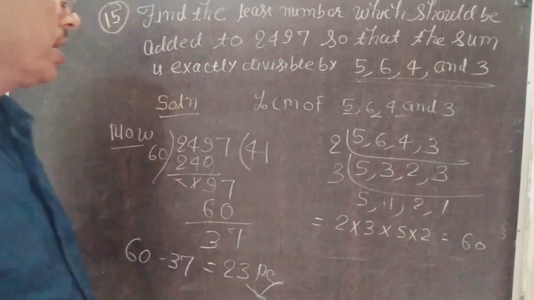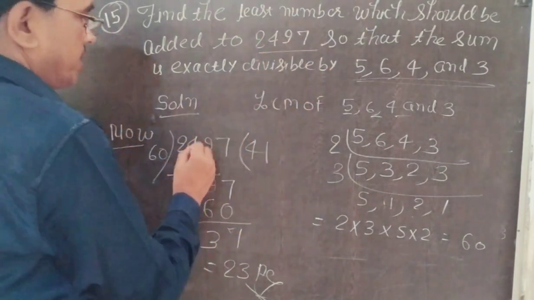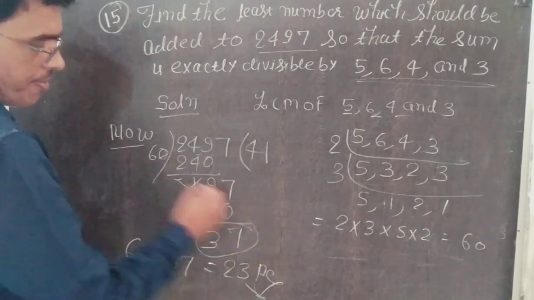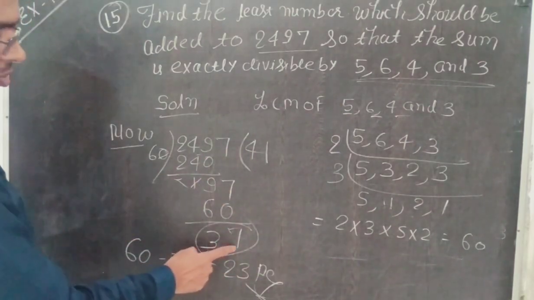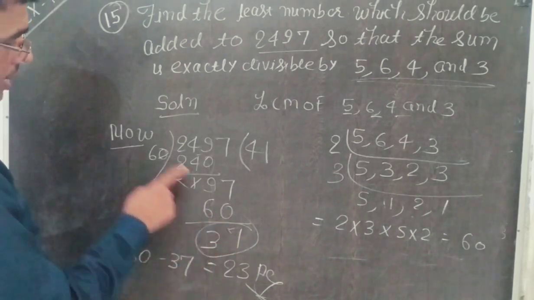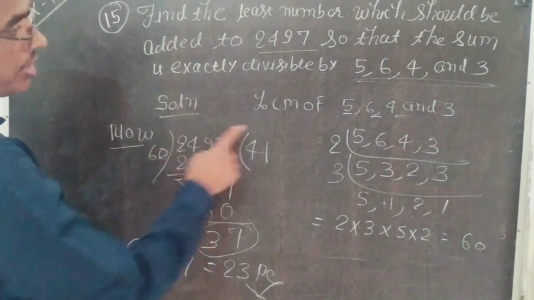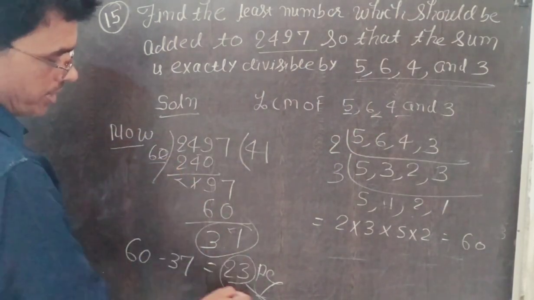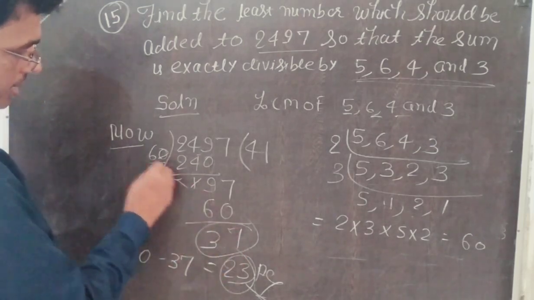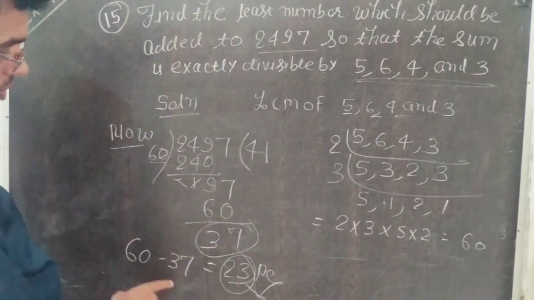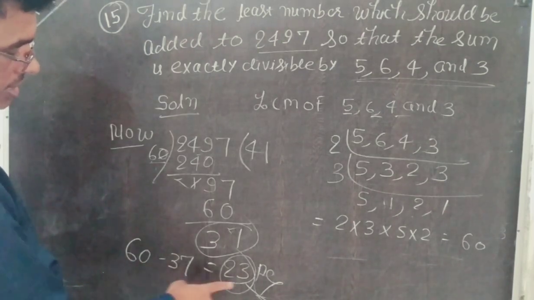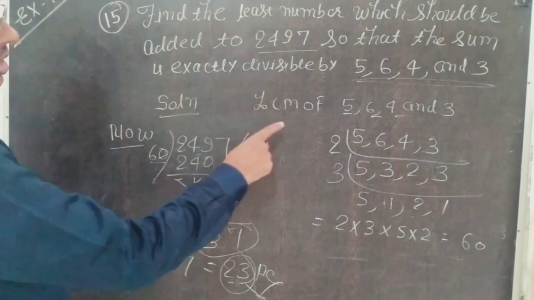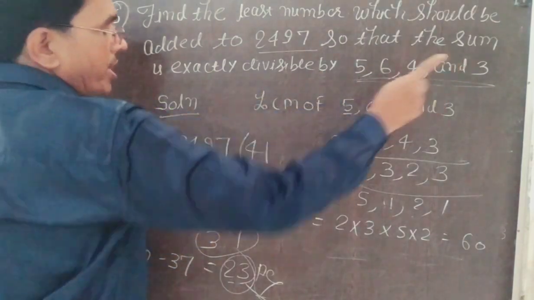Now this 60 divides 2497, then we get 37 as remainder. And your question is what number should be added so that it is exactly divisible by these. So 60 minus 37, that is 23. When 23 is added, it is exactly divisible by these. So your required number is 60 minus 37, that is 23. When it is added, it is exactly divisible by 5, 6, 4 and 3.